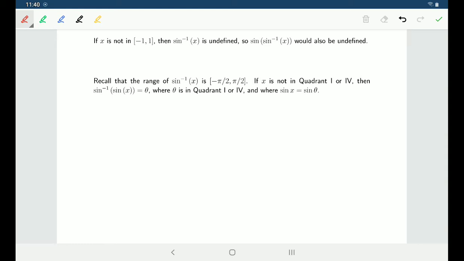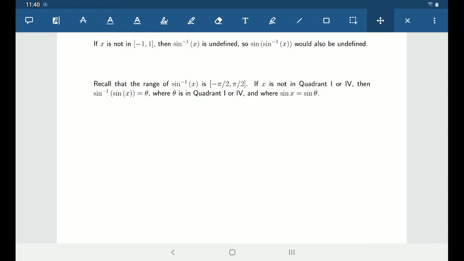Now, the thing here that we can do to finish the problem is, if we're looking at an angle that's not in quadrant 1 or quadrant 4, so some angle that's not between negative pi over 2 and pi over 2, then instead of getting the angle that we put in back, we'll get a different angle here that I'm calling theta. And theta will have to be something that's in quadrant 1 or quadrant 4, because of course it's the output of sine inverse. And that angle theta has the same value for sine that x did, our input value.